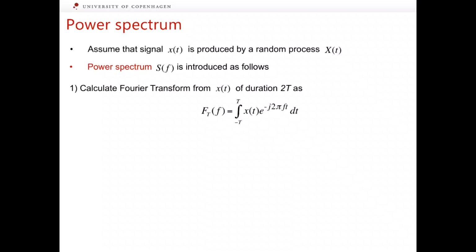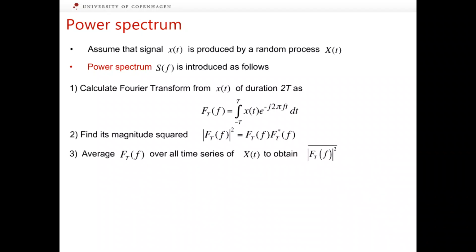Firstly, we take a single realization x of t recorded during an observation time 2T and find its Fourier transform. This is called finite time Fourier transform. The result is a function which depends on frequency f. Secondly, we find the square of the modulus of the finite time Fourier transform. Because the Fourier transform is a complex function of frequency f, the square of its modulus can be found as the function itself multiplied by its complex conjugate.